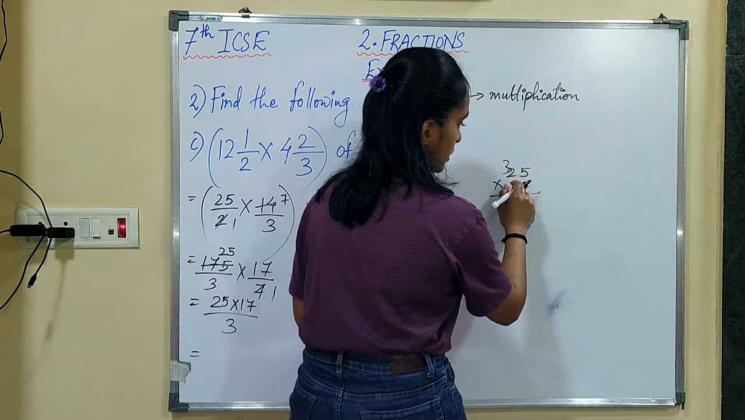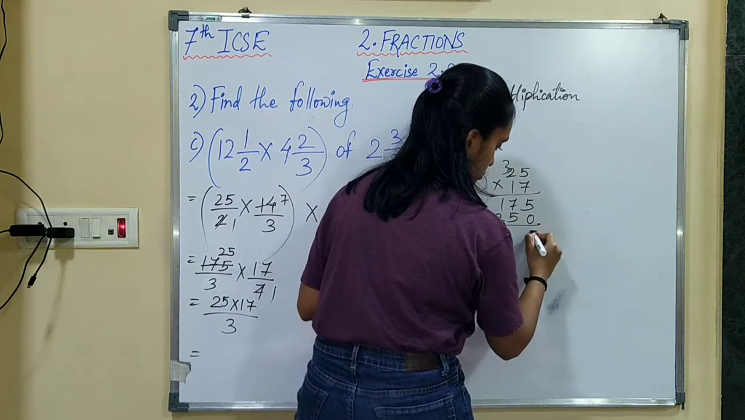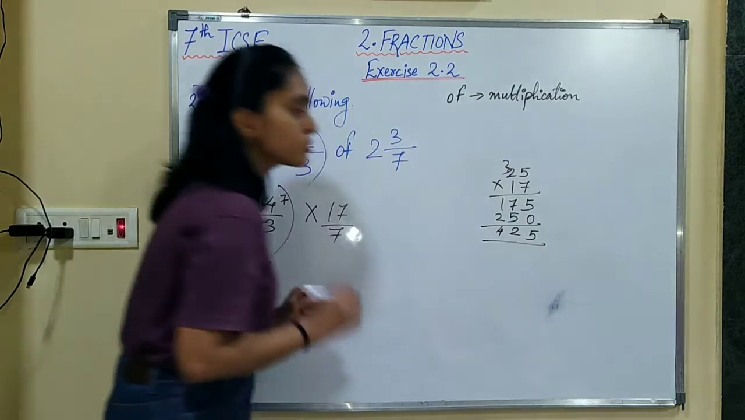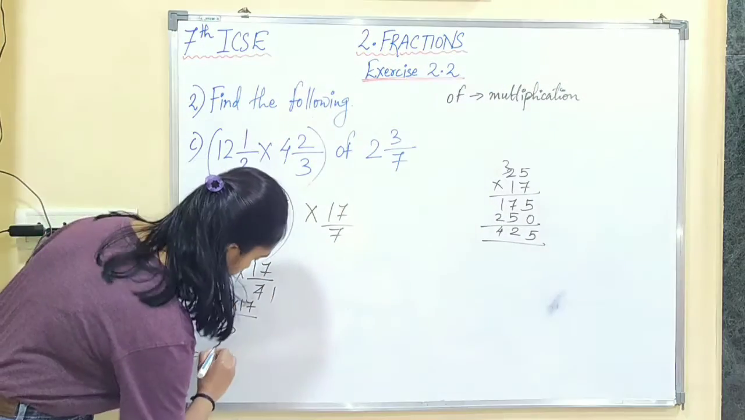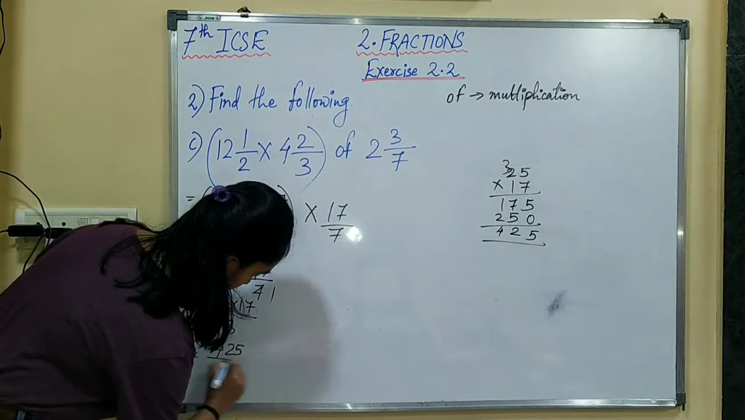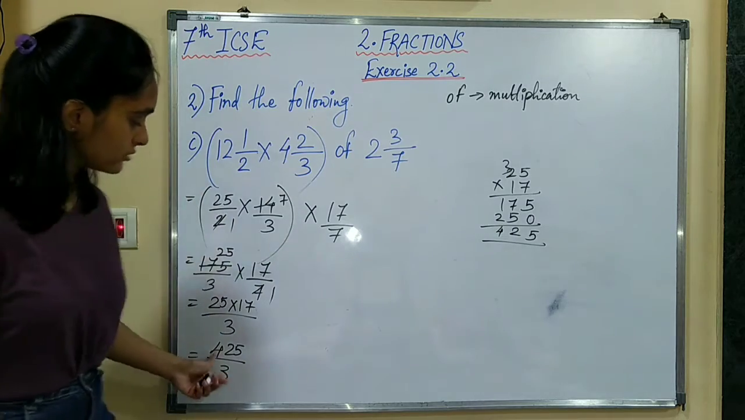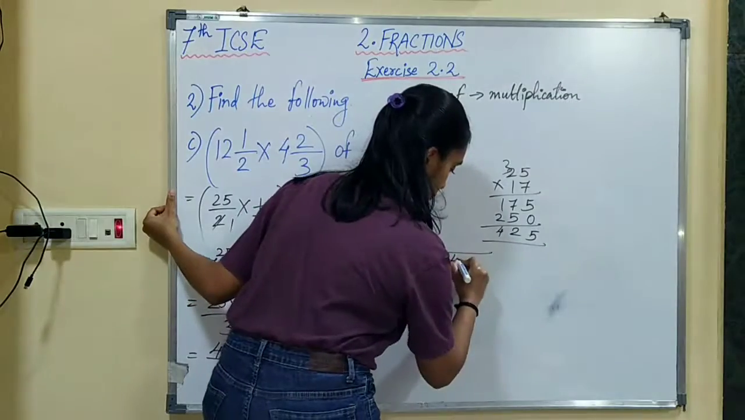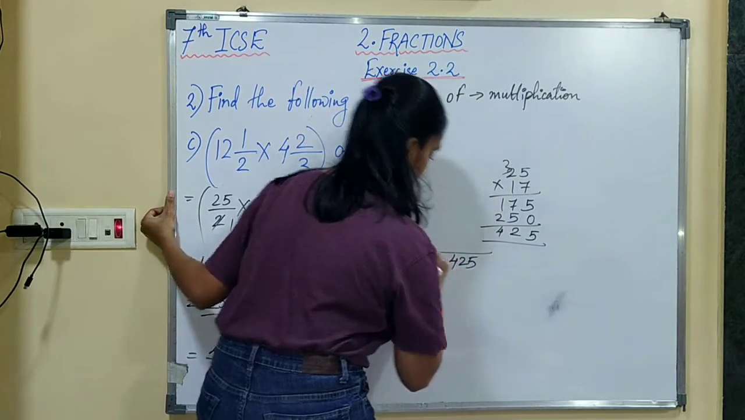0, 1, 2, so 5, 2, 4. So 425 upon 3. So now we can convert this answer into a mixed fraction. So we will divide this number 425 by 3.